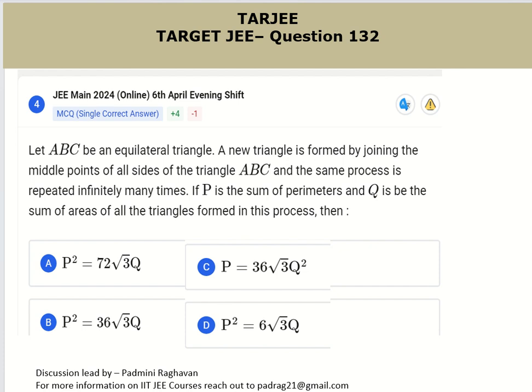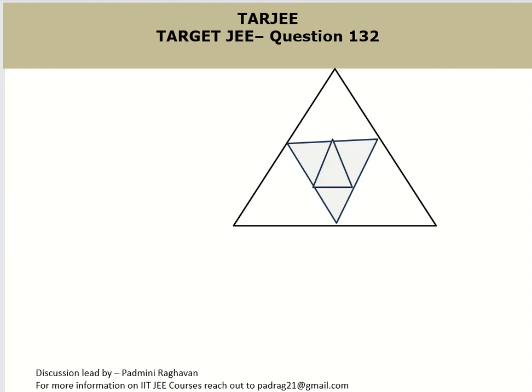We want a relationship between the sum of the perimeters and sum of the areas. A word problem relating sequences and series. Let's see how to go about it. So we are given an equilateral triangle ABC. Midpoints are joined to form a new triangle. Let me call it PQR. This process is continued. So these midpoints are joined to form another triangle that will also be an equilateral triangle. Let me call it DEF, and so on.